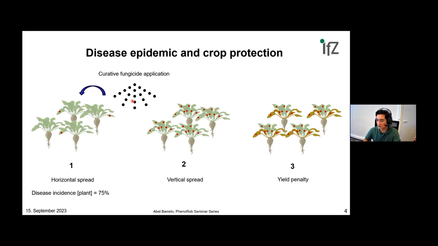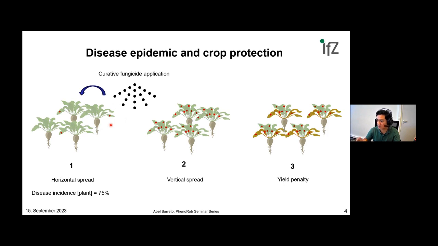Then is also defining a vertical spread. This means that the lesions of the pathogen start going from the lower leaves into the middle leaves. And finally is the necrotic tissue. So the leaf area is damaged, the necrotized area comes, and therefore the yield penalty is visible in the field. So the integrated pest management decides here to make a curative application.